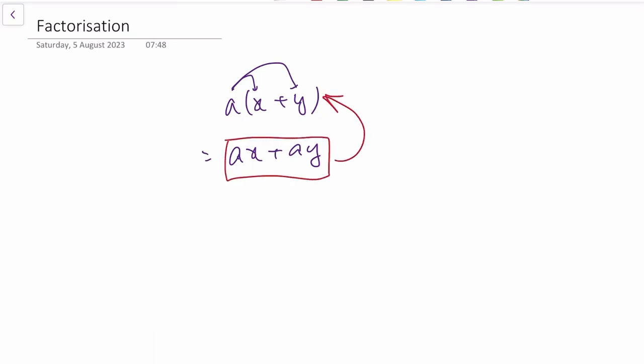Factorization. Factorization is the opposite of expanding. Expanding is when you have something in front of a bracket and you multiply it out to get ax and ay. Factorization would be going from this back to a bracket. The key is that whatever you have in front of the bracket, since you are expanding or distributing, it will go into both terms.